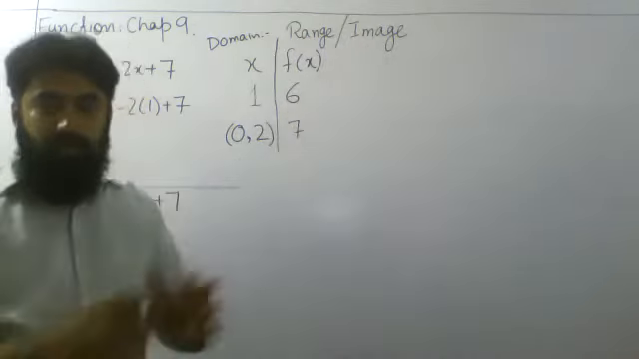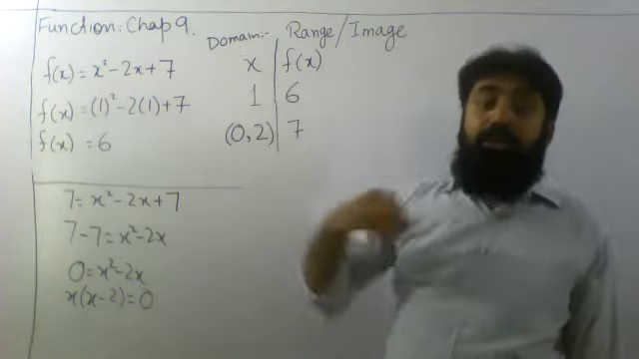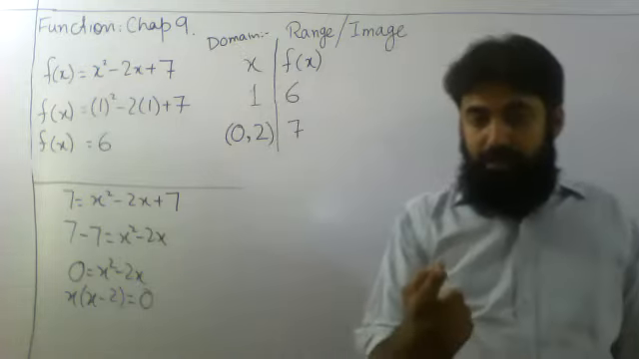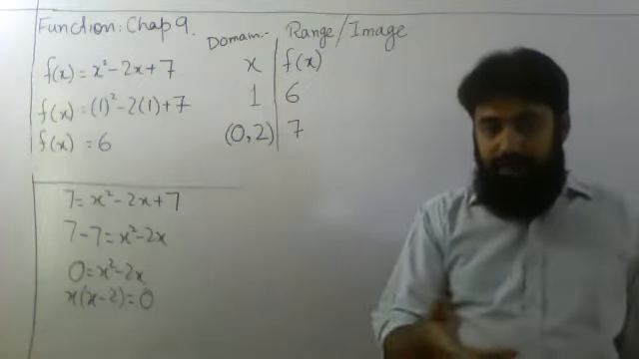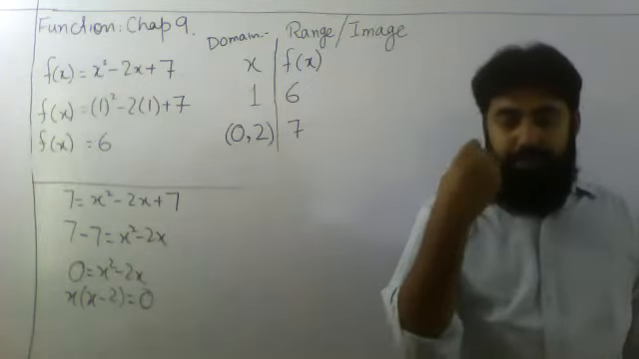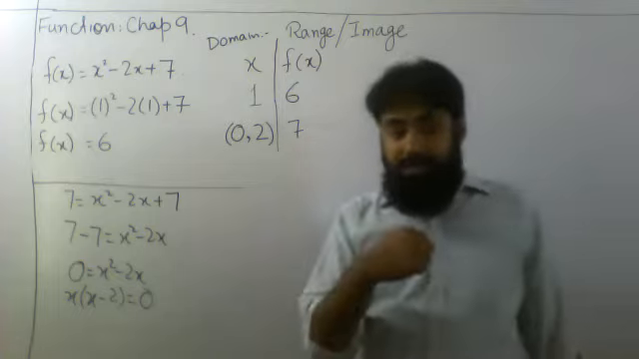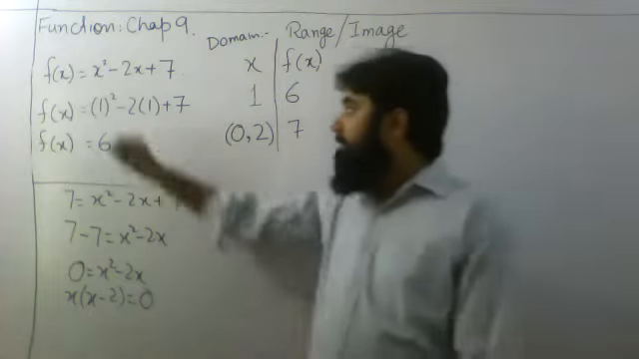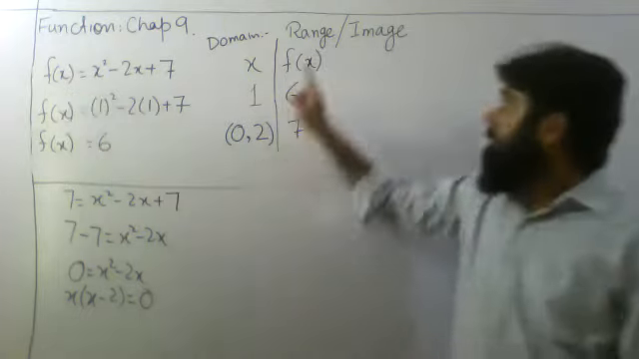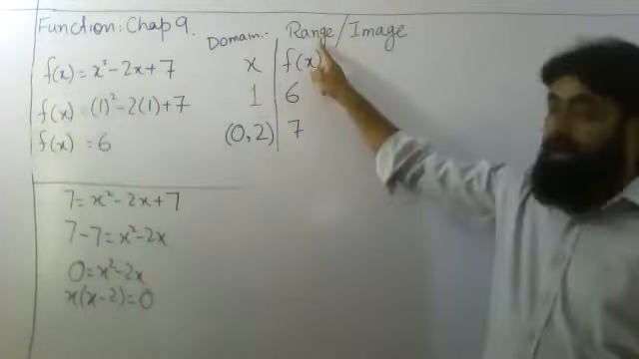So in a function, when I put any value over here, that will be known as the domain. And the answer which I get when I solve that function will be known as the range, or the image.